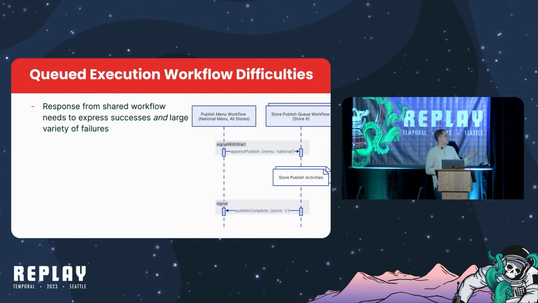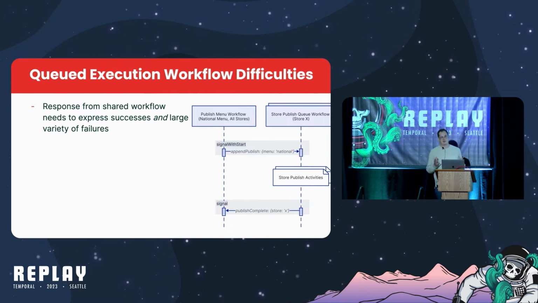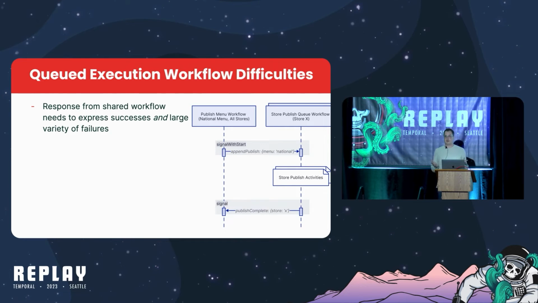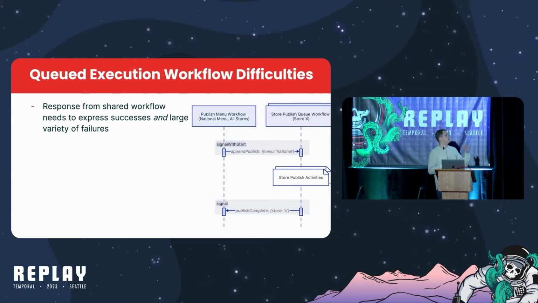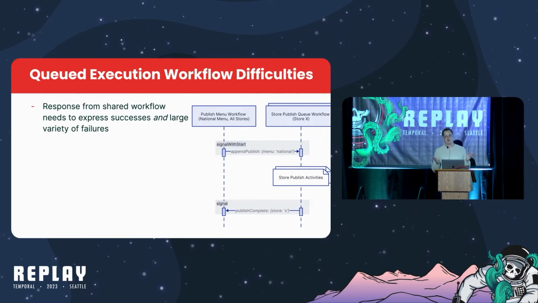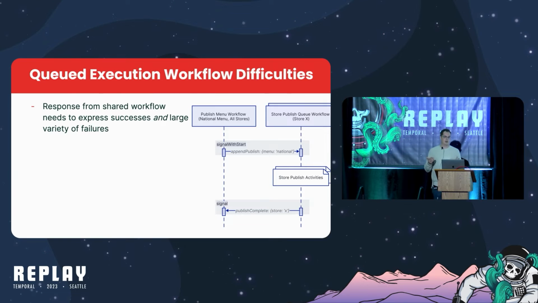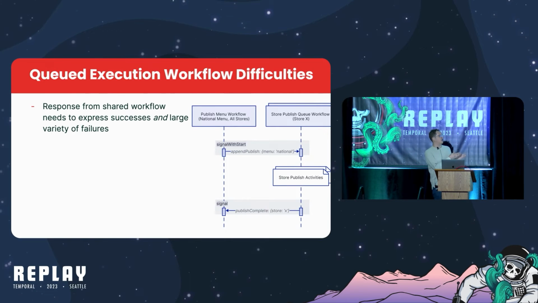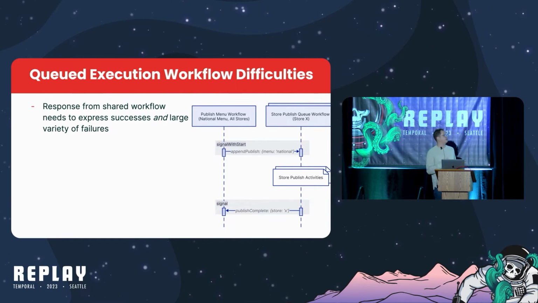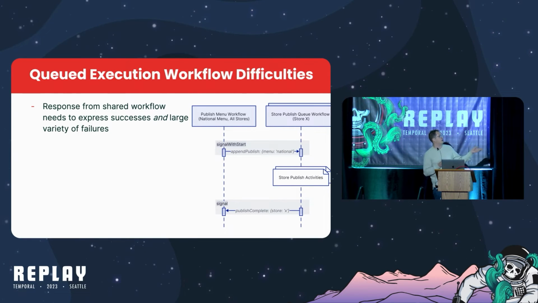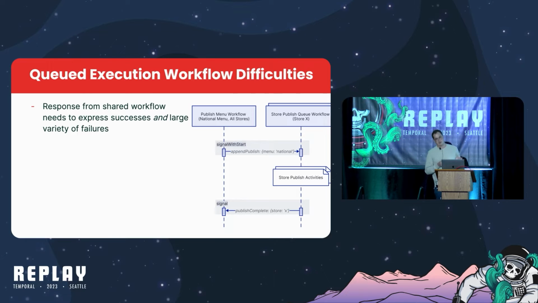So we had to handle that in this signal. We needed to inform our parent workflow that some sort of failure had occurred, because we couldn't just kill the queue. The queue couldn't be allowed to die. It has other publishes in the queue that it needs to complete. So we have to keep that queue workflow alive, and we can't just throw an exception. Instead, we have to catch the exception and send it back to the aggregating parent workflow via that signal.